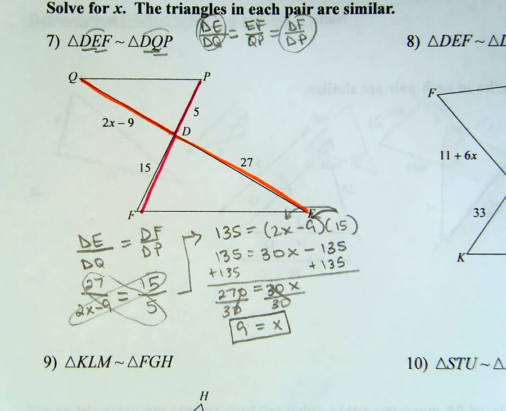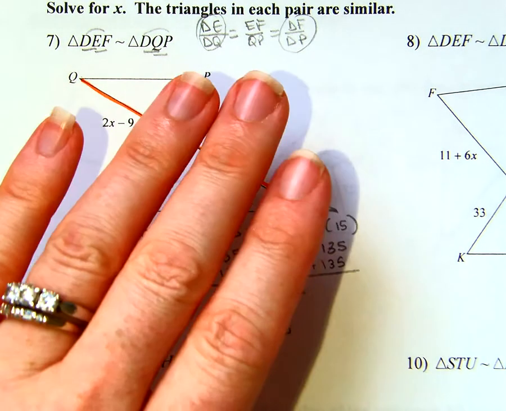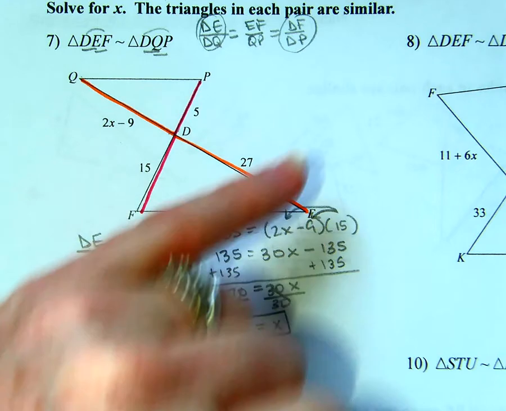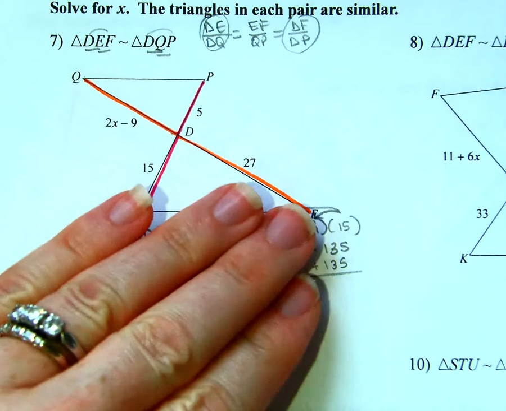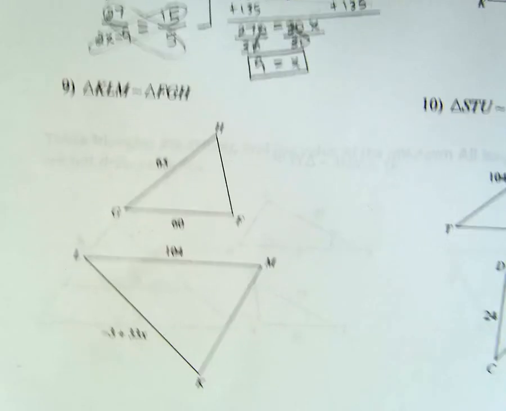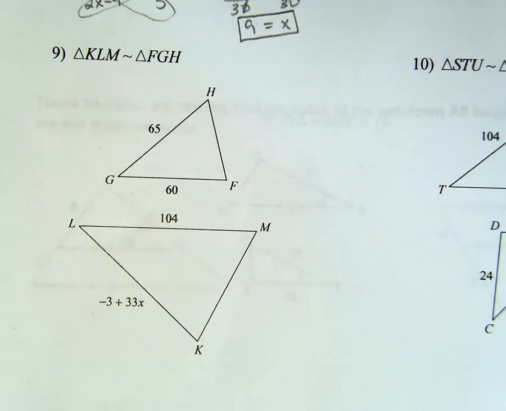All right. And it just says to solve for x. It could have asked me to solve for a specific side length, but this particular homework assignment just asks you to solve for x. All right. Moving on to number 9.